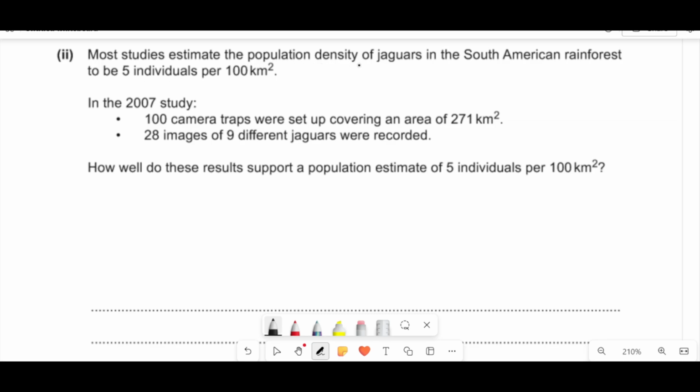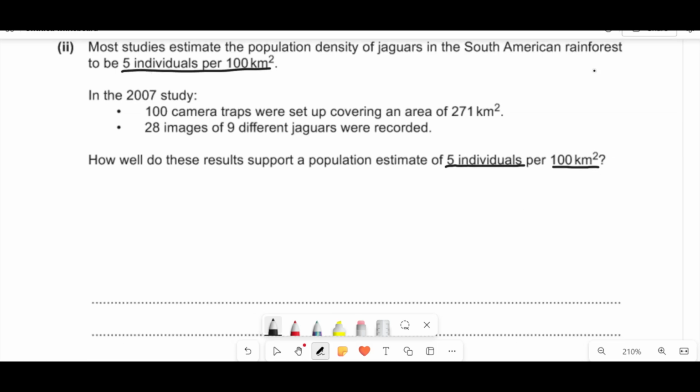So most studies estimate the population density to be 5 individuals per 100 kilometers squared. In a 2007 study, 100 cameras were set up covering this area and 28 images of 9 different jaguars were recorded. How well do these support a population estimate of 5 individuals per 100 kilometers squared? So we need to do a bit of number crunching. If they've told you that they're estimating 5 per 100 kilometers squared, we have 100 cameras that cover this area and 28 images of 9 different jaguars were recorded.